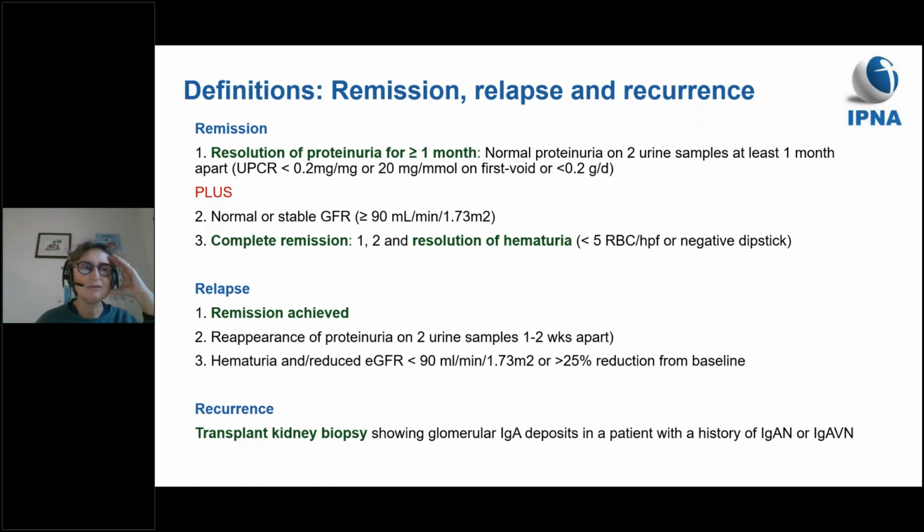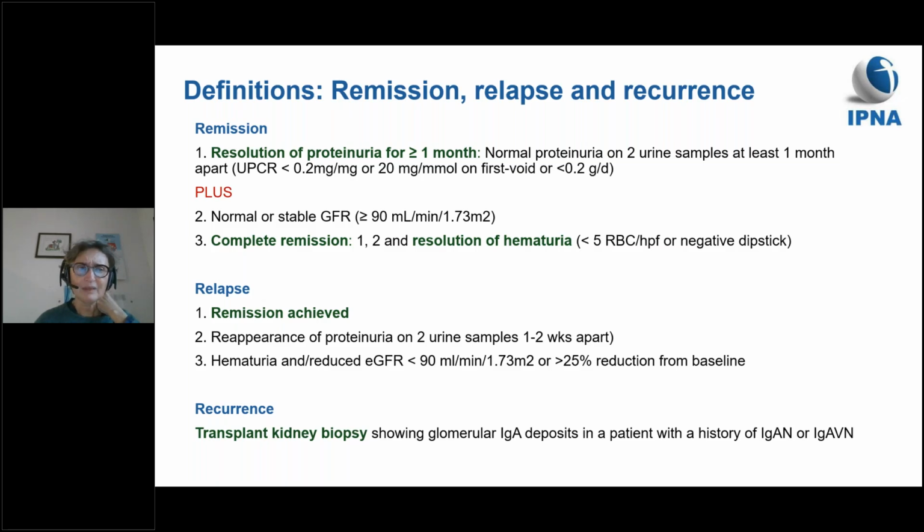So we defined remission of IgA nephropathy as the resolution of proteinuria for at least 1 month, which means that you have normal or negative proteinuria defined as a UPCR below 0.2 milligrams over milligram, or below 20 milligrams over millimole on the first void, or if you have the 24-hour, below 0.2 grams per day on 2 urine samples at least 1 month apart. Plus, to define remission, you also have to have normal or stable eGFR.